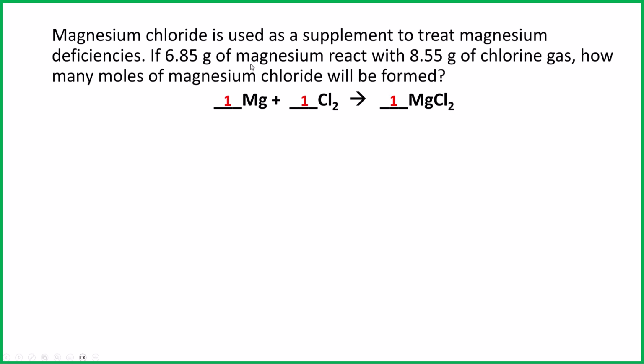So 6.85 grams of magnesium is one of our reactants. And we're trying to figure out how many moles of magnesium chloride will be formed. So we're starting with one reactant and we're comparing it to the product. And then we're going to do the other reactant and compare it with the product. So starting with 6.85 grams of magnesium, do your stoichiometry conversions and determine how many moles of magnesium chloride can be made. Don't worry about the chlorine right now. We're just comparing magnesium to magnesium chloride. So pause the video, figure out how many moles of magnesium chloride can be formed.